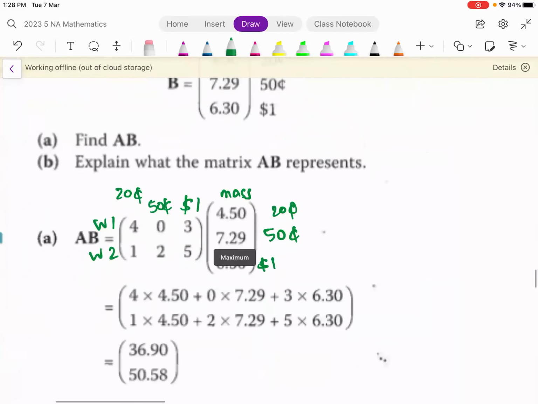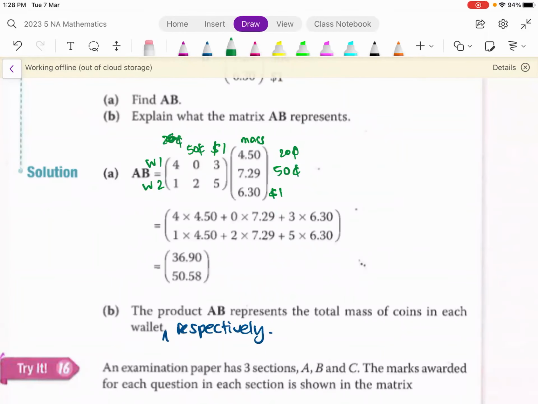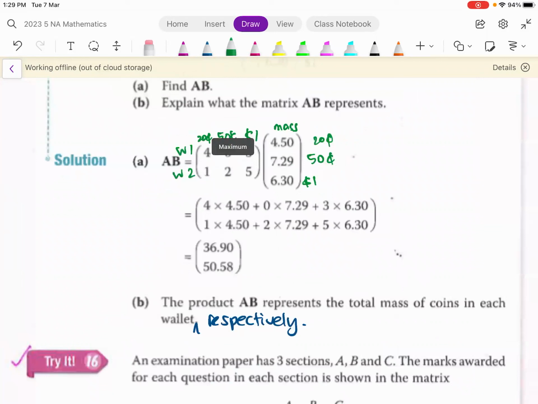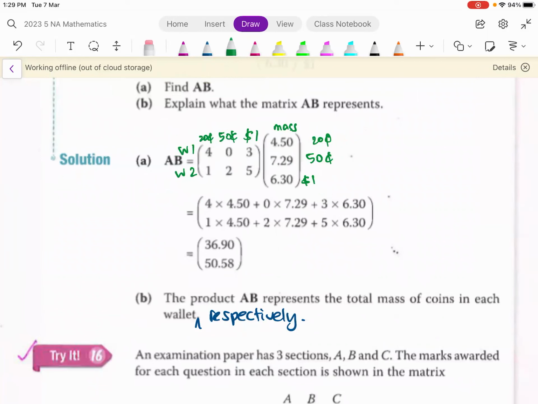When you multiply matrix A and B together, I want you to pay close attention to the headers. Look at all the headers. Is there something that you notice? Anything that's repeated in the headers? Right, 50 cent, 20 cent, $1, they are repeated. And remember, I said that the order matters. This is 2 by 3. This is 3 by 2.